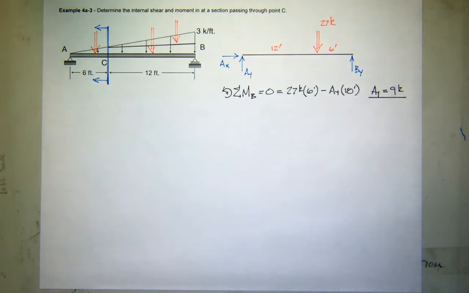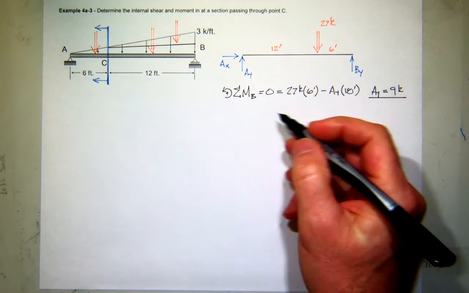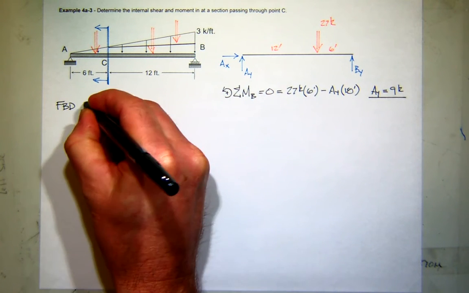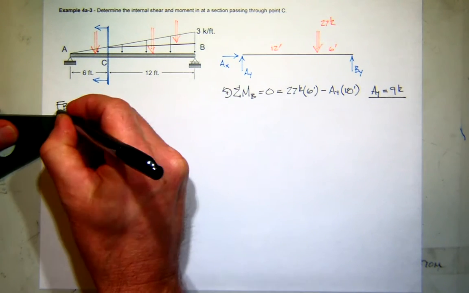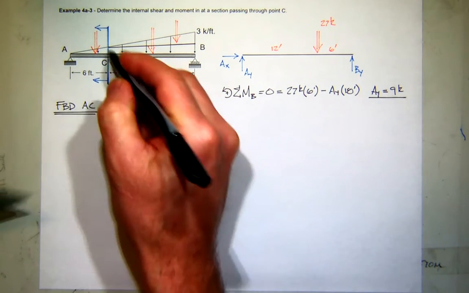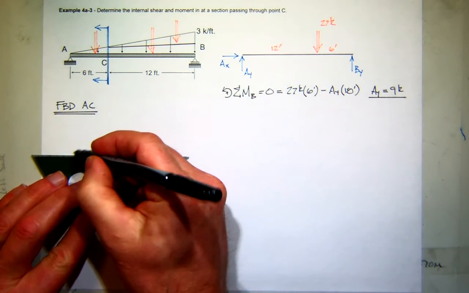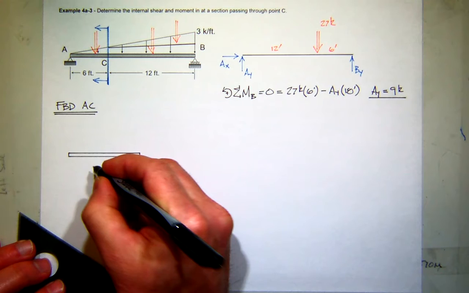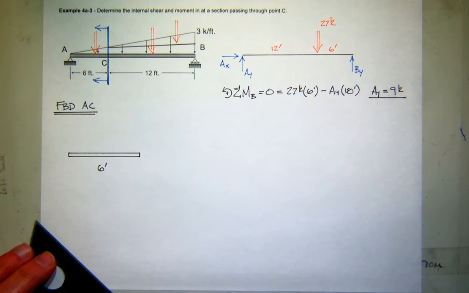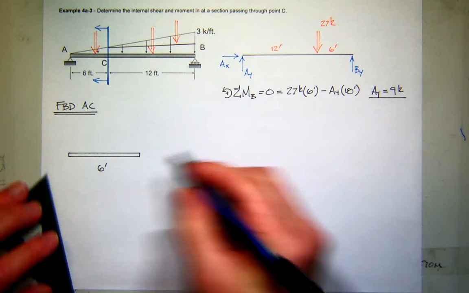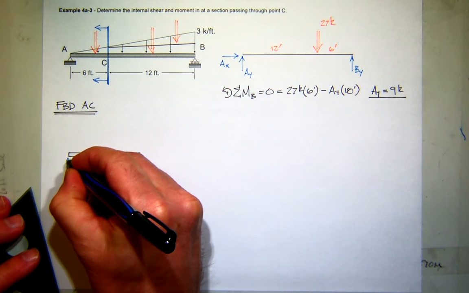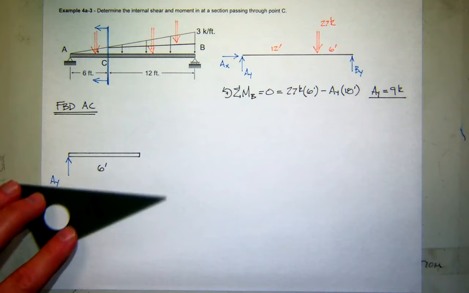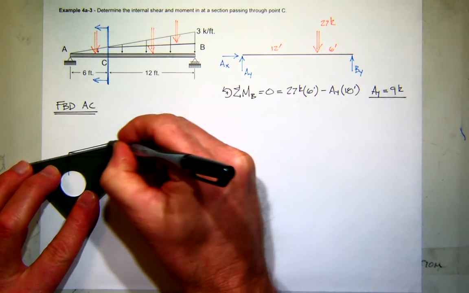And that's all I need from that free body. I've now got my reaction. So now I'm going to come down here and do a free body diagram of this section from A to C. We've already talked about why I chose the left-hand side. So I'm going to draw this a little bit larger, make it a little easier to see. So there's the structure. It's 6 feet long. We just found the reaction AY, so I'll place that on the structure. And then we have the distributed triangular load on the structure.